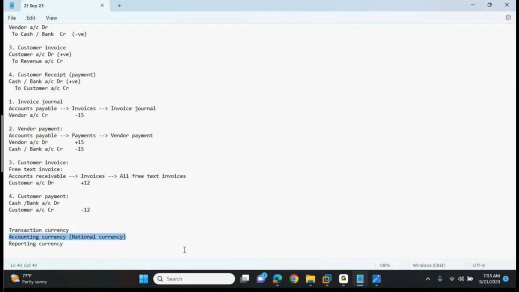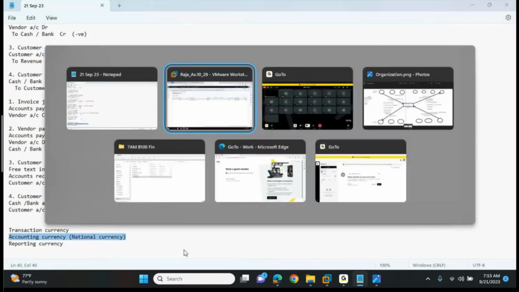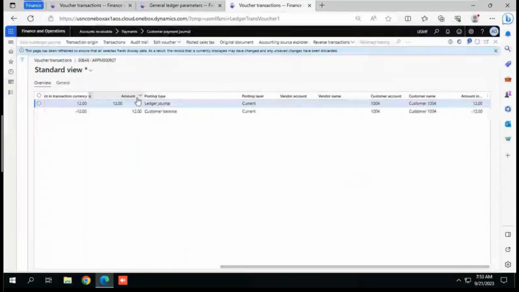Wherever the physically located currency is, national currency or accounting currency, that is in the system, it will be posted automatically. Amount in national currency or monetary standard, whatever it is there, it is accounting currency. Then what is this transaction currency?